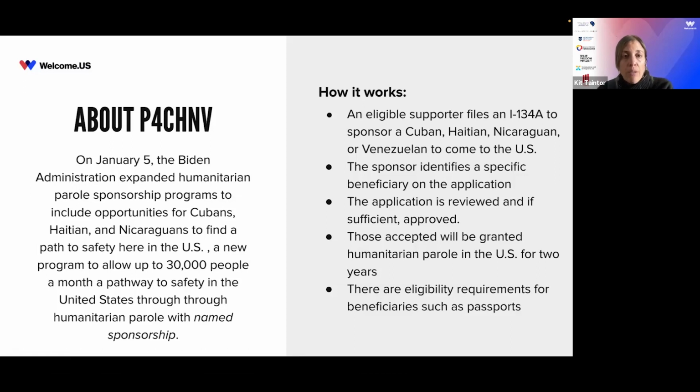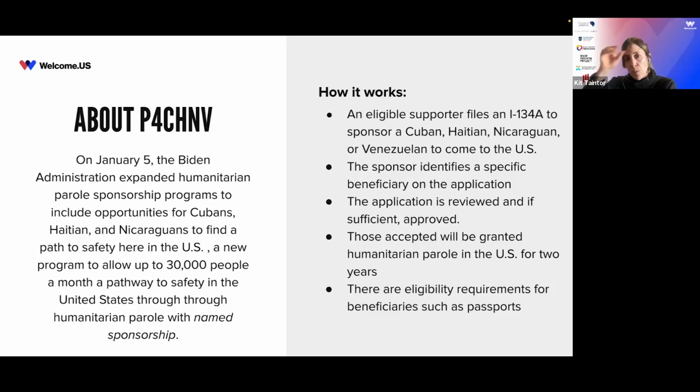These programs, Uniting for Ukraine and the process for Cuba, Haiti, Nicaragua, and Venezuela, are lifelines for many of those whose daily lives are threatened by war, gang violence, political instability, economic distress, and persecution. And each of these programs require the support of a US-based sponsor. At Welcome.us's website, you'll be able to find a lot more information about Uniting for Ukraine and CHNV, much more than I can talk about tonight, but let's go over some basics nonetheless.